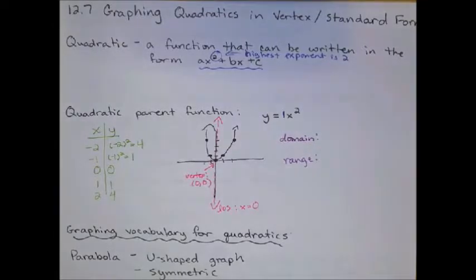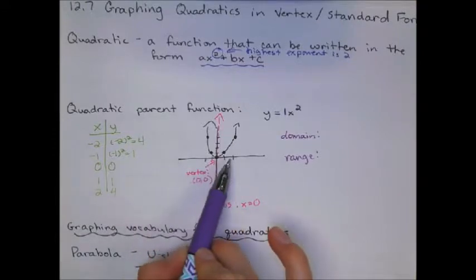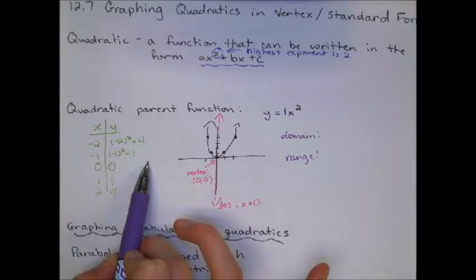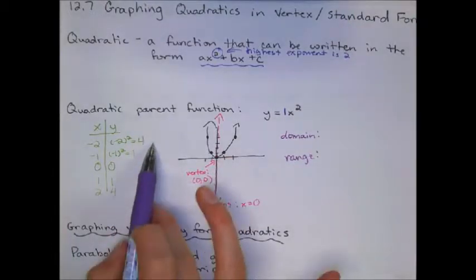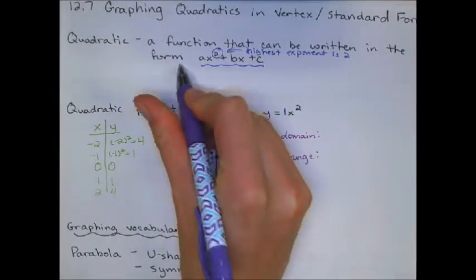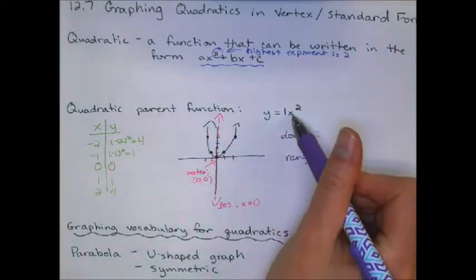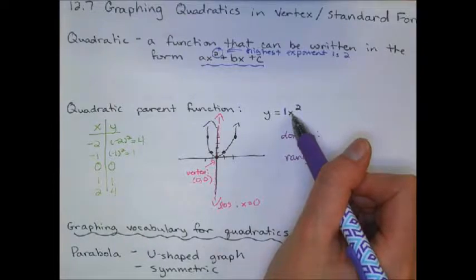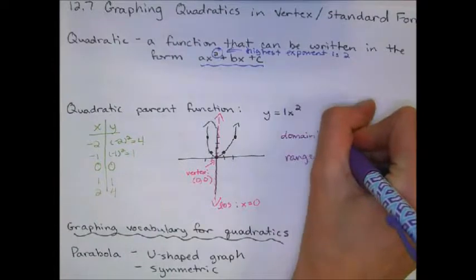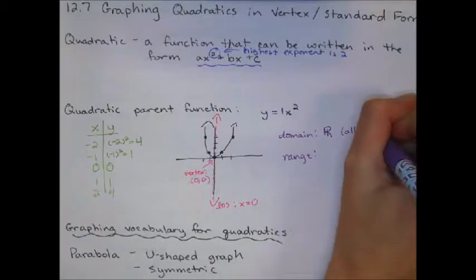So domain is all x values. So we look at the x-axis, and I think to myself, is there any x value? So if I had an x value way over here, would I still be able to be somewhere on our curve? And I look, and my curve is going forever to infinity. So yes, over here, yes. I could also think, is there anything I can't plug into x? And the answer is no. I can plug any number into x. So we write this, which means all real numbers.